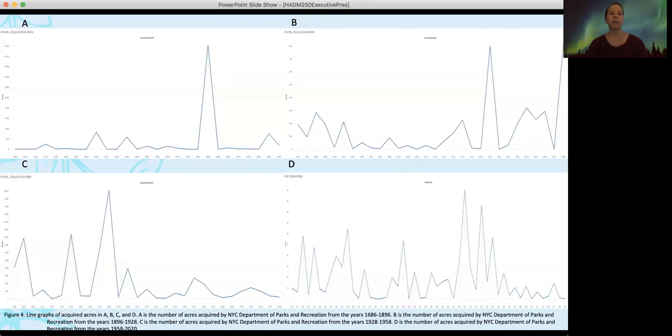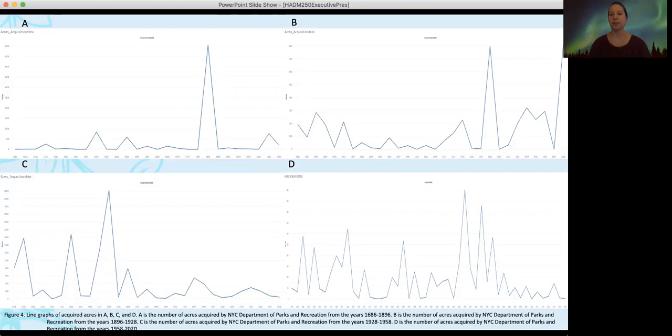Park properties have been acquired since 1686. A shows acres acquired from 1686 to 1896. B is from 1896 to 1928, C is from 1928 to 1958, and D is from 1958 to 2020. In some years, little acreage was acquired, while other years, like 1888, which is the highest peak in A and so far the highest peak of all time, over 5,000 acres were acquired.